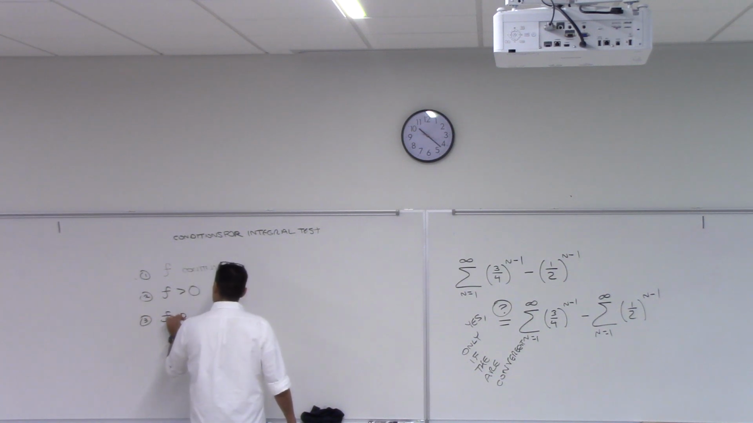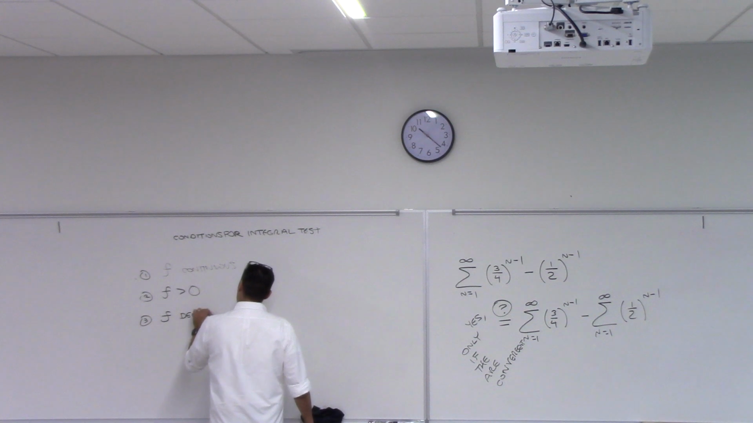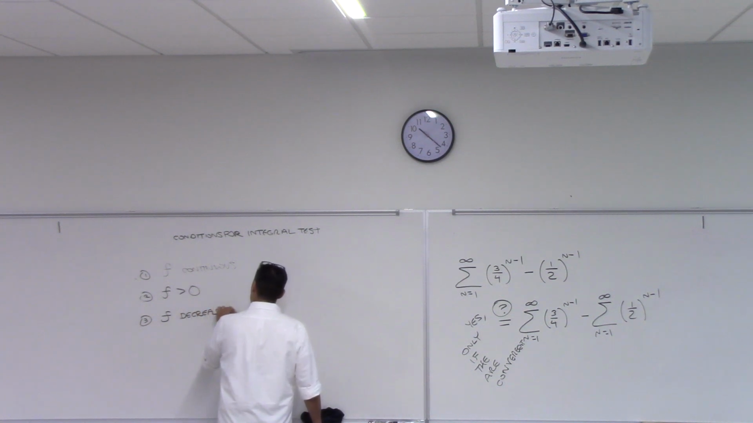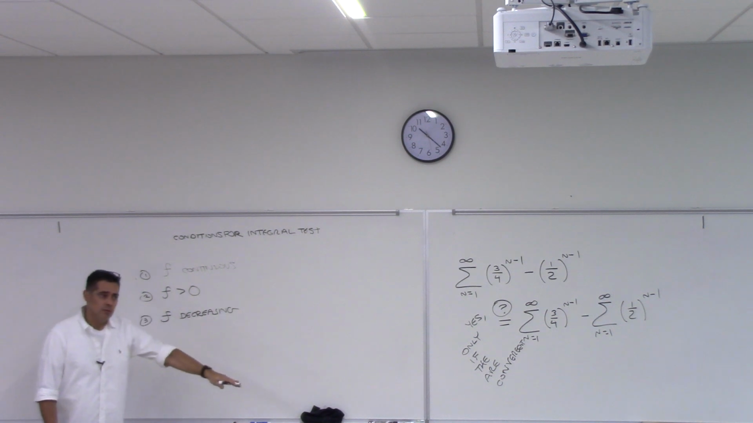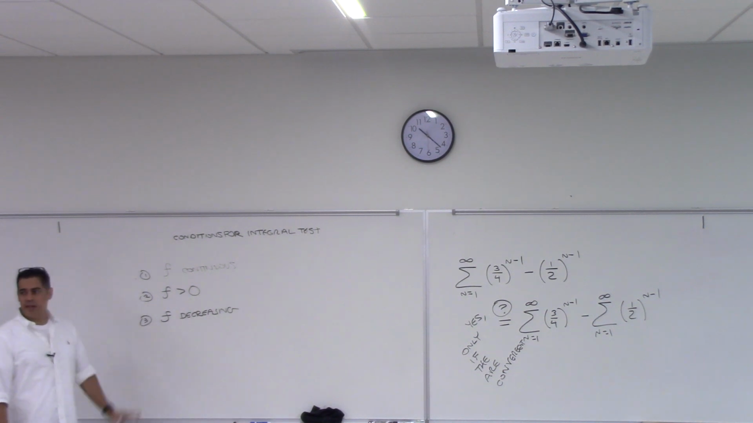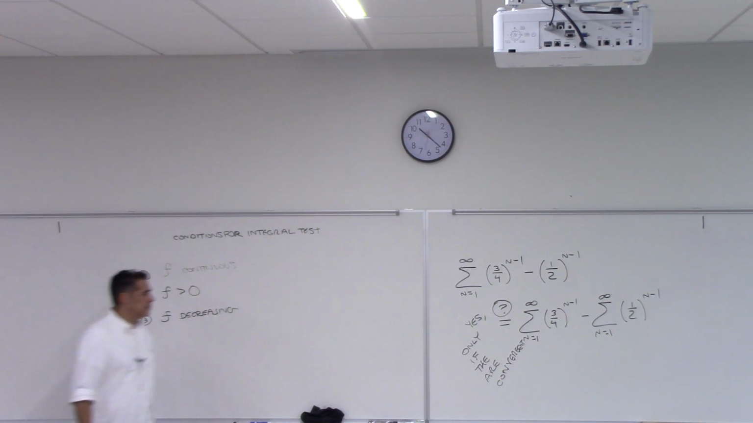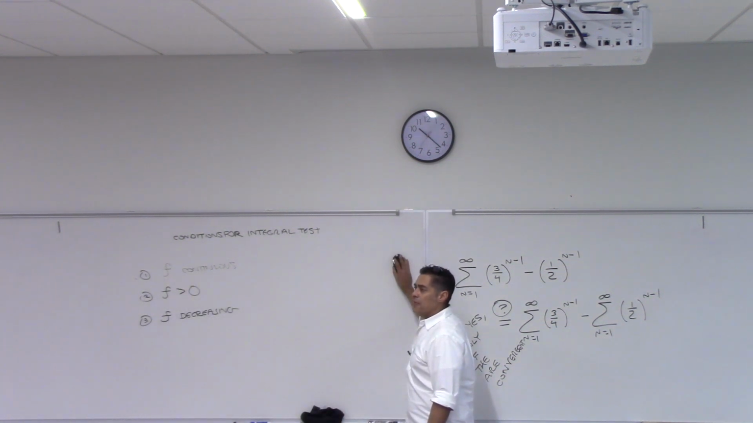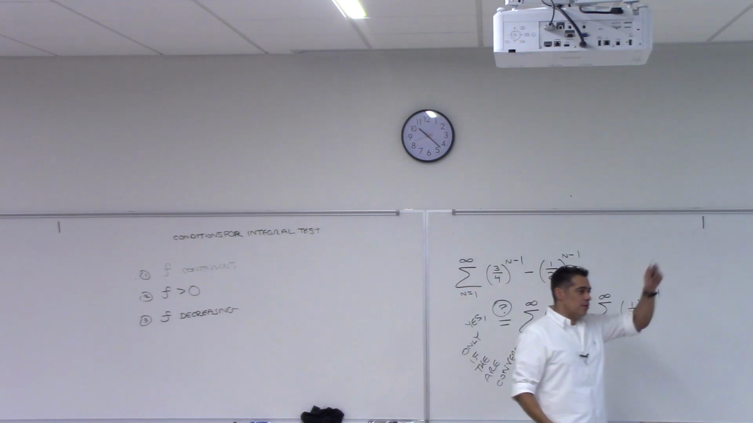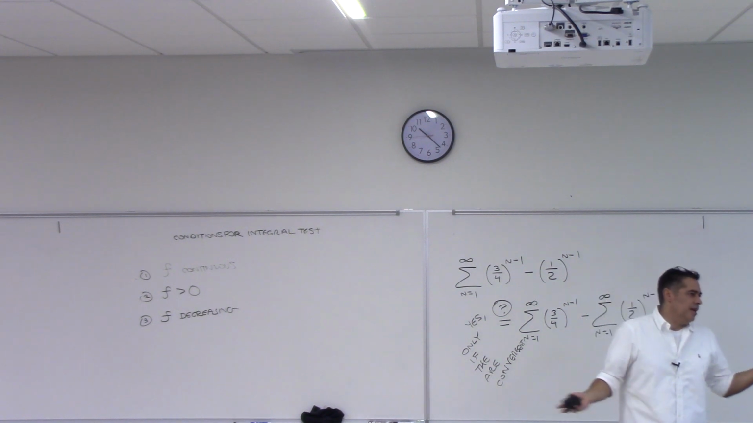It must be decreasing, which means that as you move from left to right, your function must be going down. If you have these three conditions, then you can do the test. I say we do an example. Oh, integrable. Yeah, we have to be able to find the antiderivative, because remember, we're going to do an integral. If you can't do the integral, you can't do it, right?